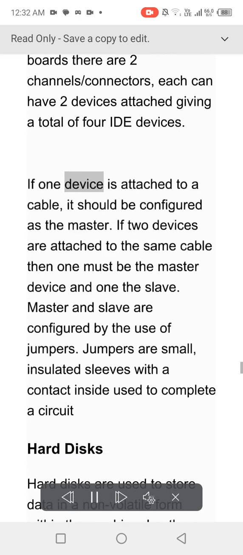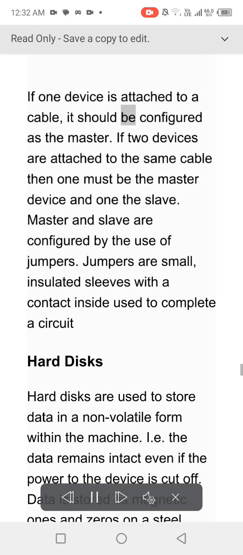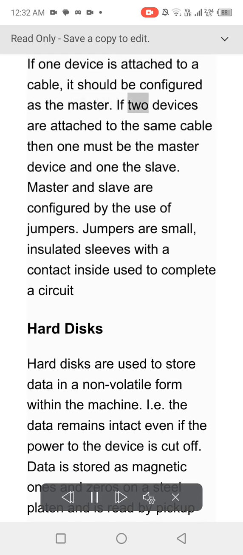If one device is attached to a cable, it should be configured as the master. If 2 devices are attached to the same cable, then one must be the master device and one the slave. Master and slave are configured by the use of jumpers. Jumpers are small, insulated sleeves with a contact inside used to complete a circuit.